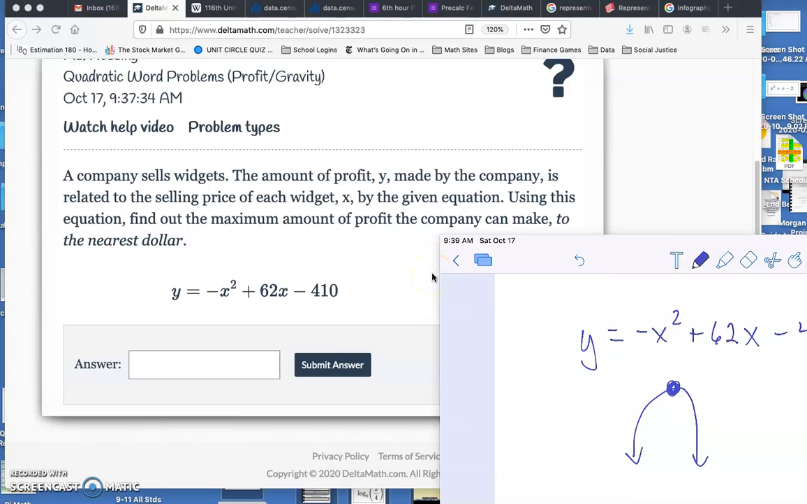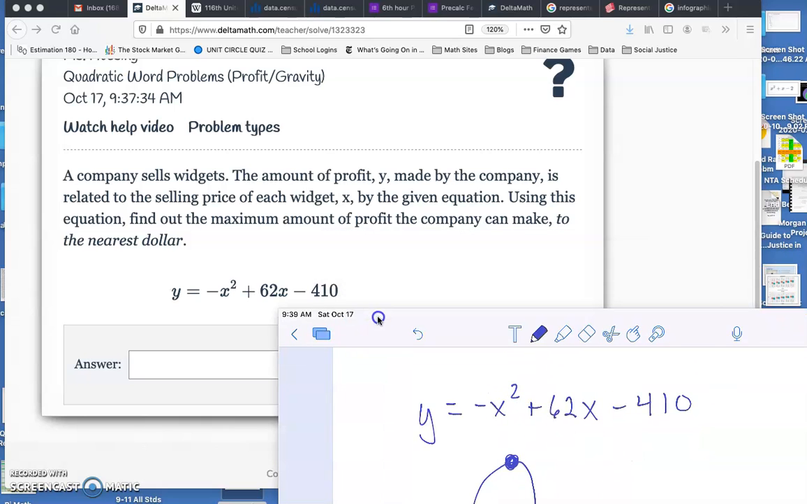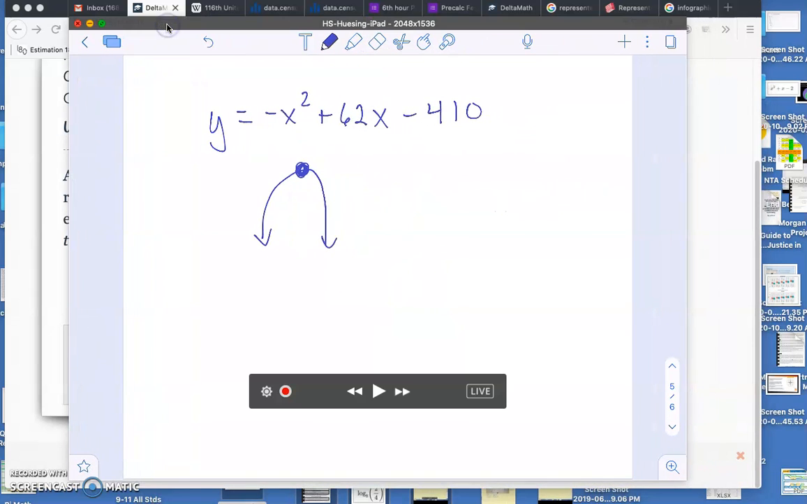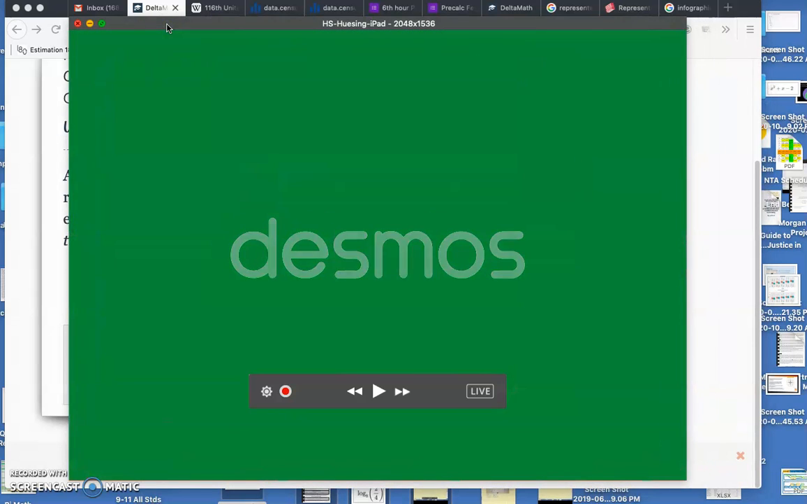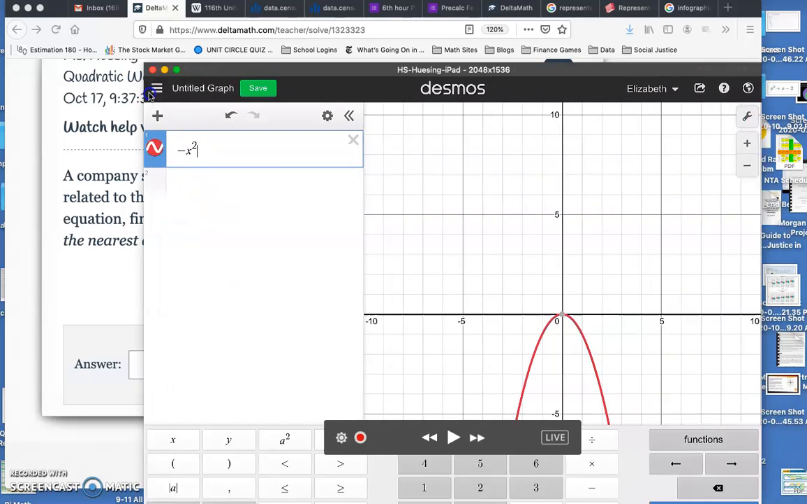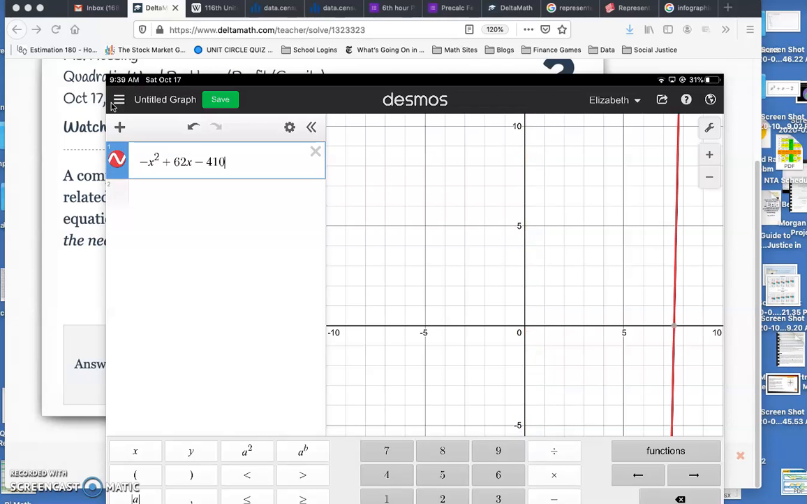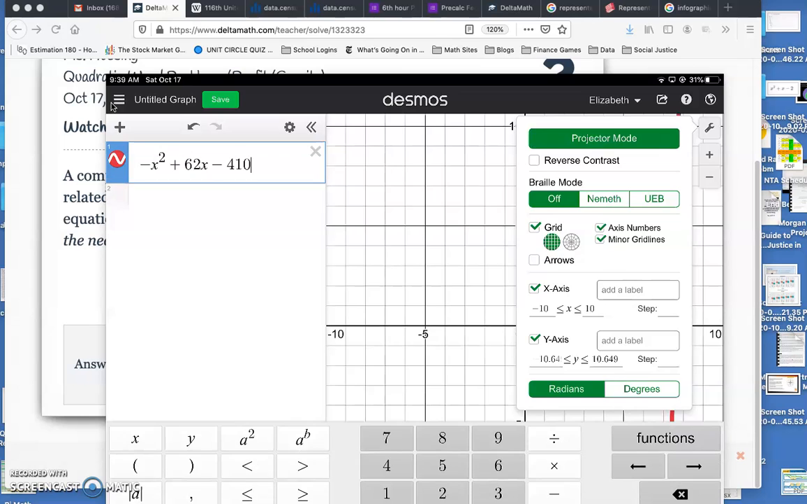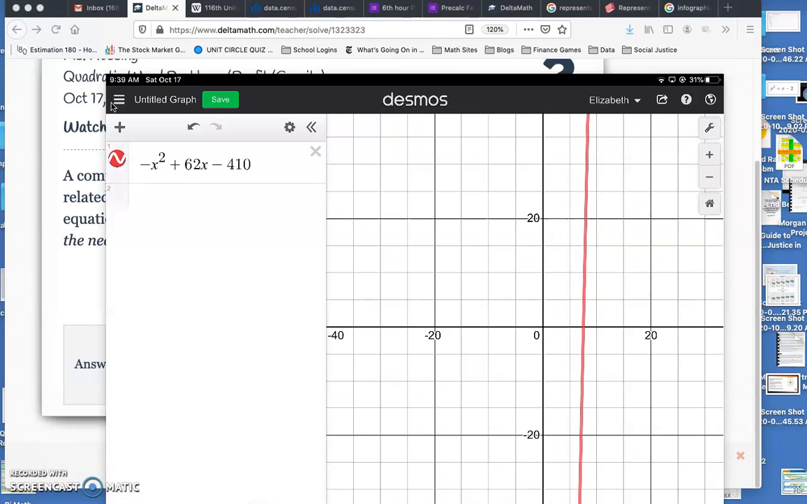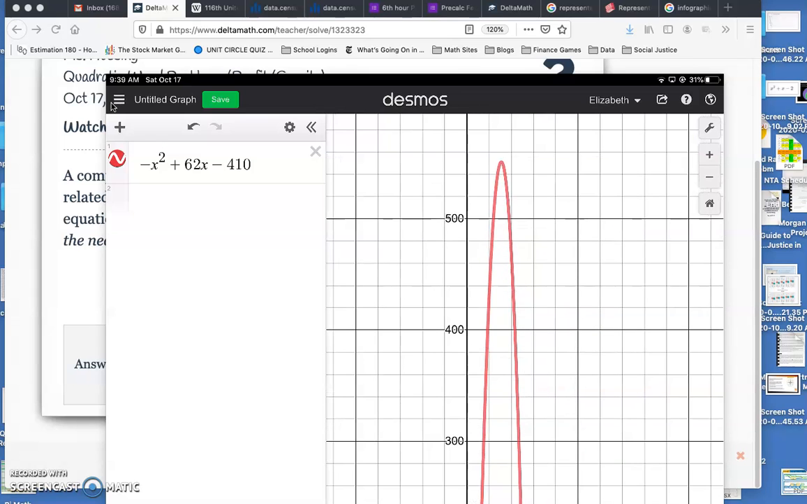And one thing I want us to be aware of is if we have some technology here, we can use it. It's important to be able to do this stuff by hand, but these numbers get big, 410. So if we go to Desmos here, and we type in negative x squared plus 62x minus 410. You'll notice here that we have this graph, but I can't really see anything. So you can zoom, use this minus thing. Well, the vertex is up here, and you can zoom back in.